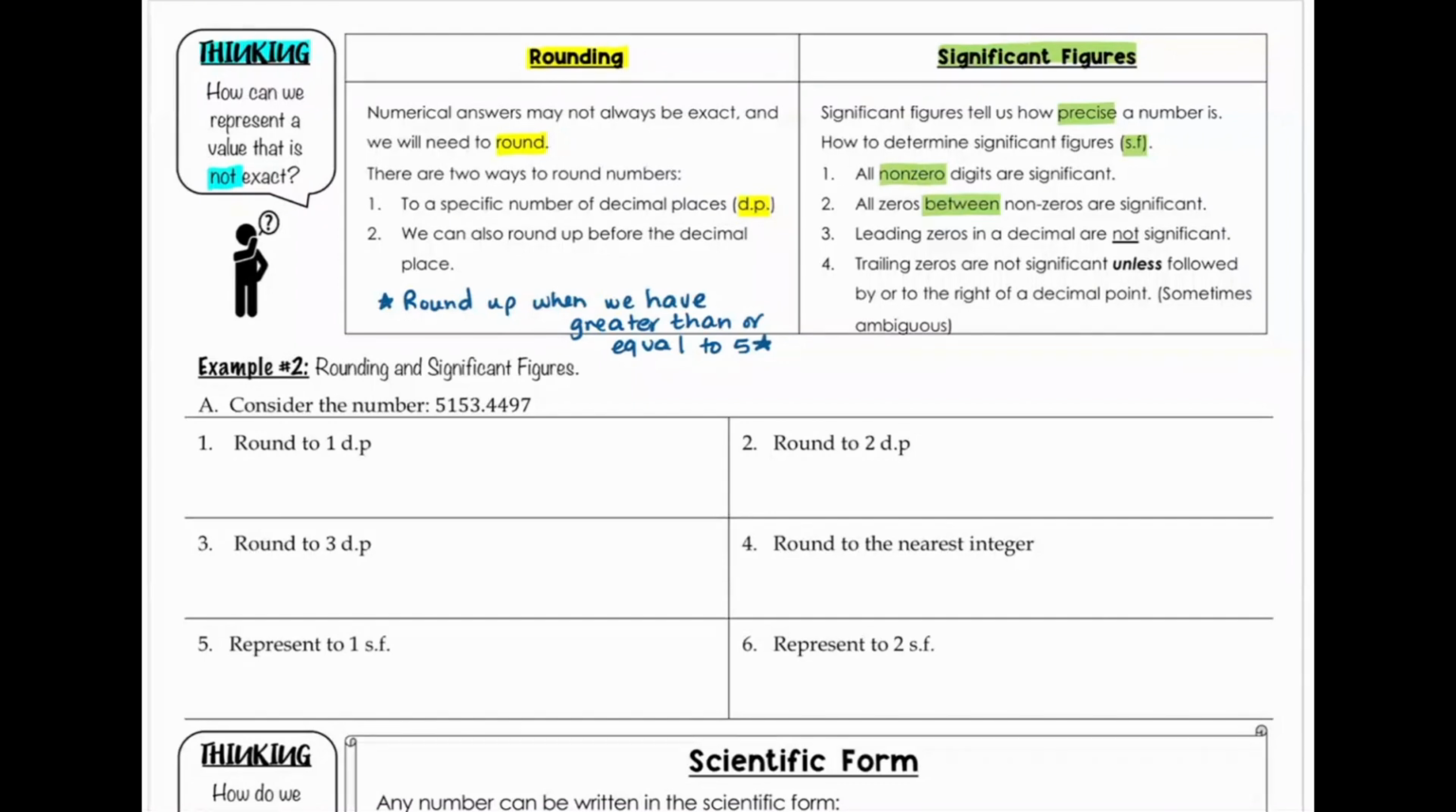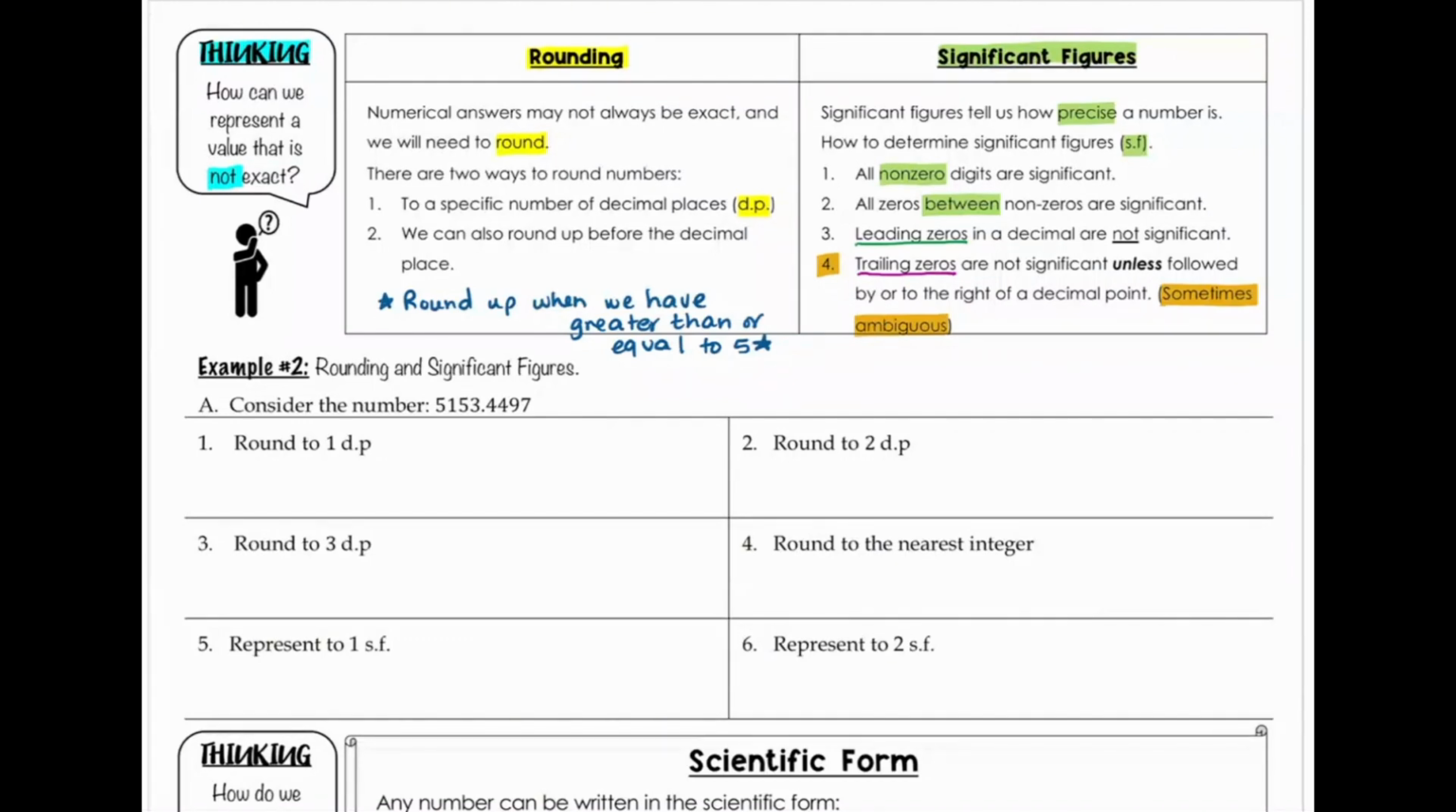Leading zeros in a decimal are not significant, and trailing zeros are not significant unless followed by or to the right of a decimal point, and this case is sometimes ambiguous. And as we look further with significant figures, we will refer back to this specific case. So let's take a look at our next example, rounding and significant figures.